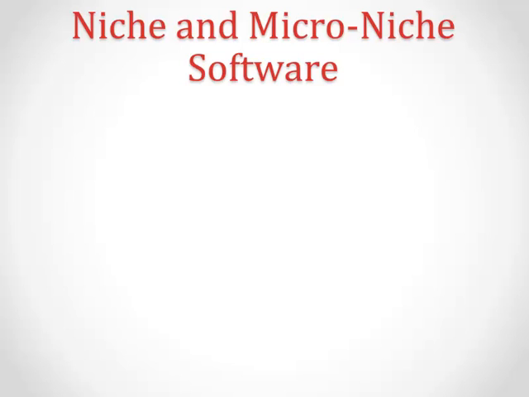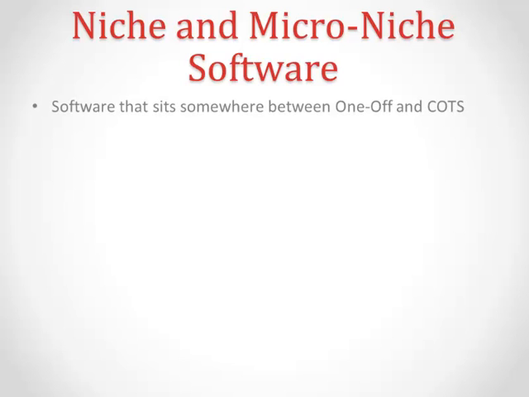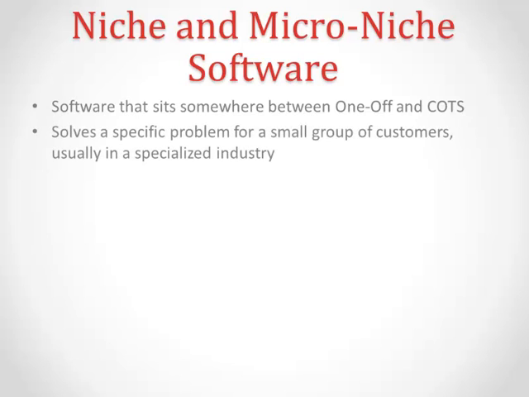Niche and micro-niche software provide a great opportunity for a lot of micro-ISVs. And it's software that sits somewhere between one-off and COTS because you're not dealing with a one-time custom solution, but you're not dealing with the potential for a huge market base. And micro-niche software especially solves a very specific problem for a small group of customers, and you'll usually find that in specialized industries. There is limited growth potential because these niche markets are usually not large growth markets.